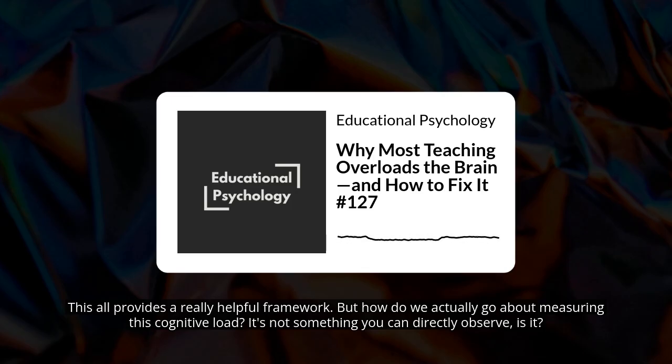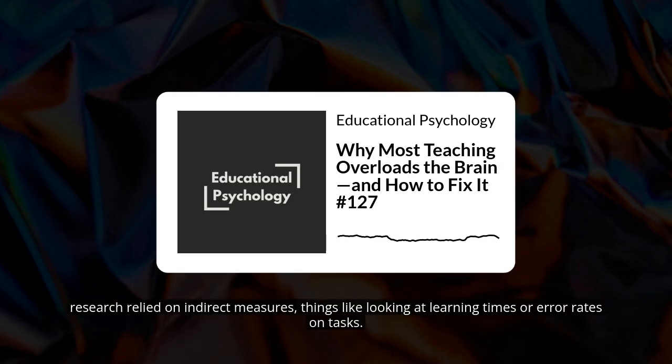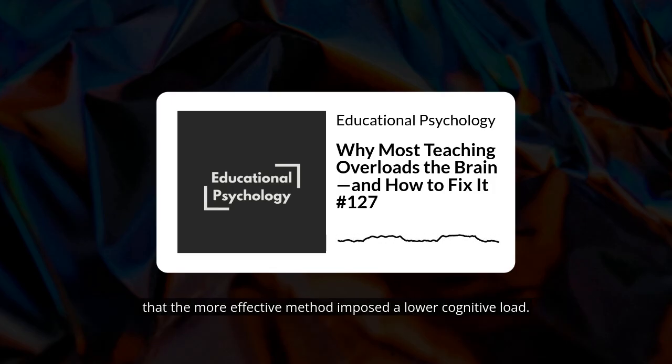But how do we actually go about measuring this cognitive load? It's not something you can directly observe, is it? You're absolutely right. It's not something you can easily put a number on directly. The paper discusses various approaches researchers have used. Initially, a lot of the research relied on indirect measures, things like looking at learning times or error rates on tasks. For instance, if one instructional method consistently led to faster learning or fewer errors on subsequent transfer tasks compared to another method, it was often inferred that the more effective method imposed a lower cognitive load.